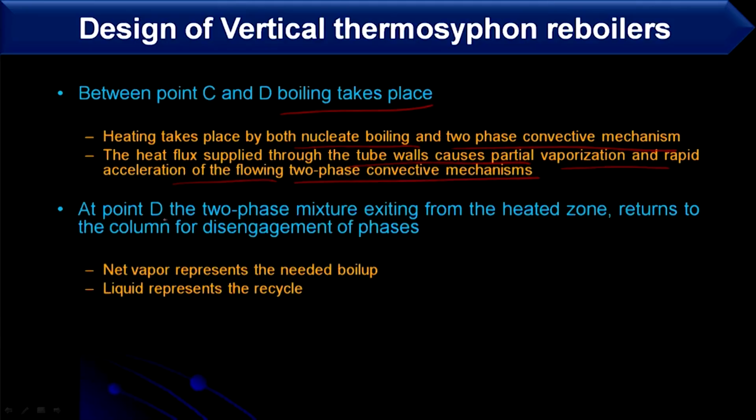At the entry of the reboiler, pure convective heat transfer will be there. And further, at point D, a two-phase mixture will be available which exits and returns to the column for disengagement of vapor and liquid. In this way we can understand the heat transfer mechanism in a vertical thermosiphon reboiler.